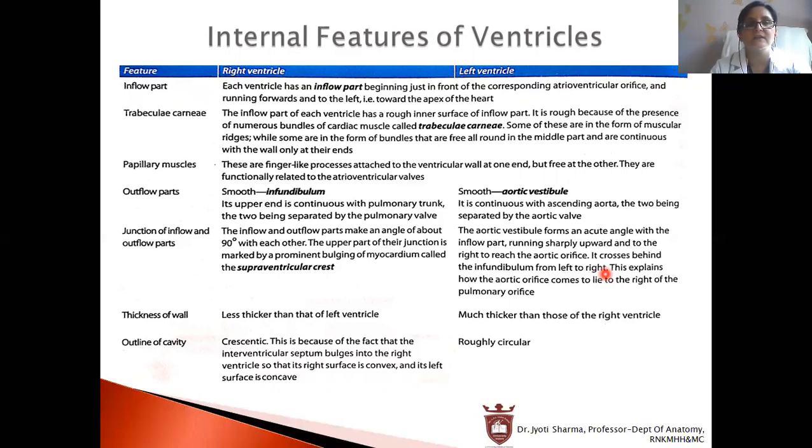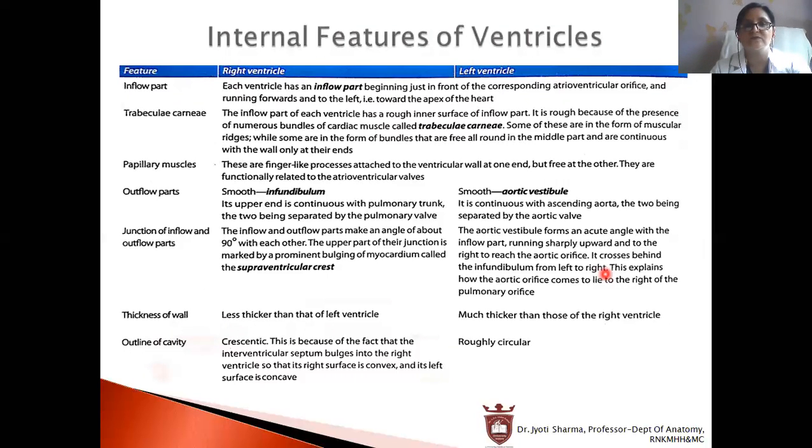First of all, we'll see the inflow part. Each ventricle has an inflow part beginning just in front of the corresponding atrioventricular orifice and running forward and to the left, that is, towards the apex of the heart.